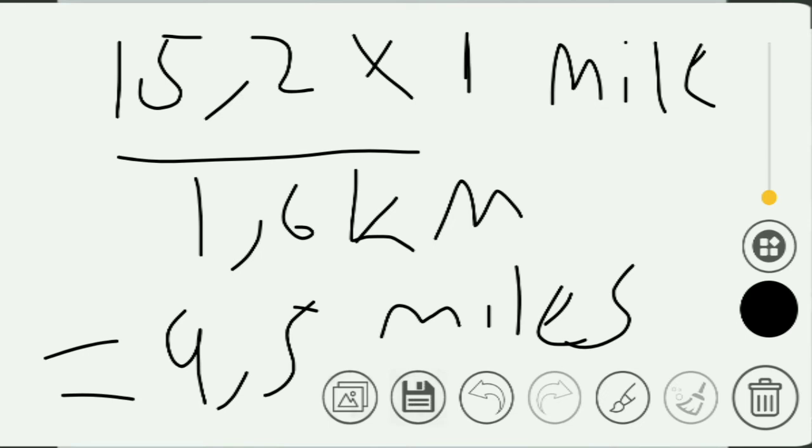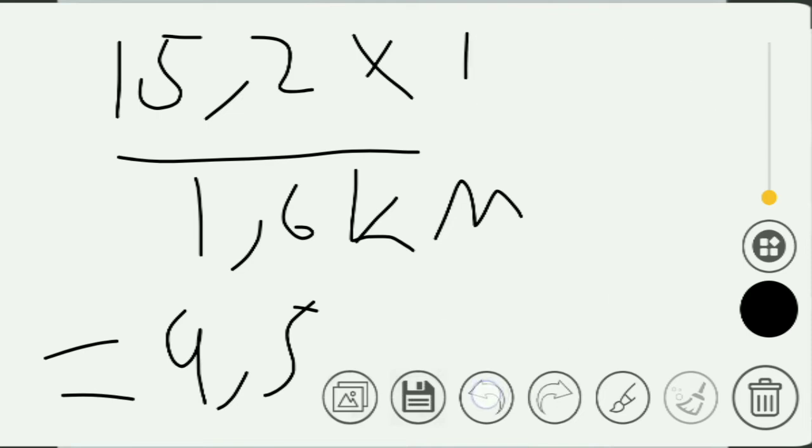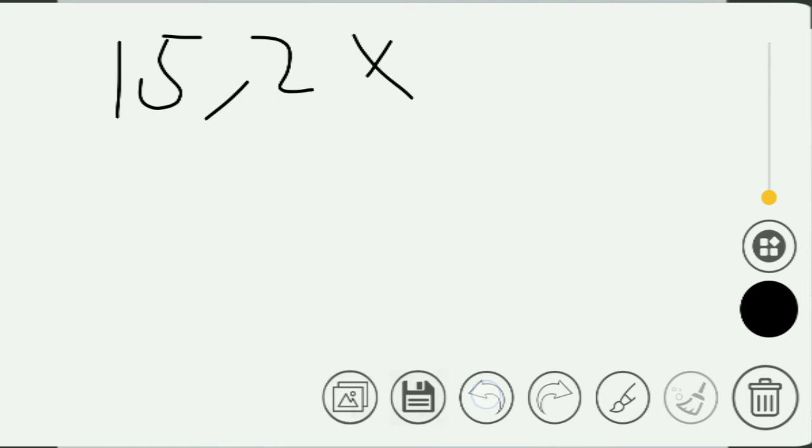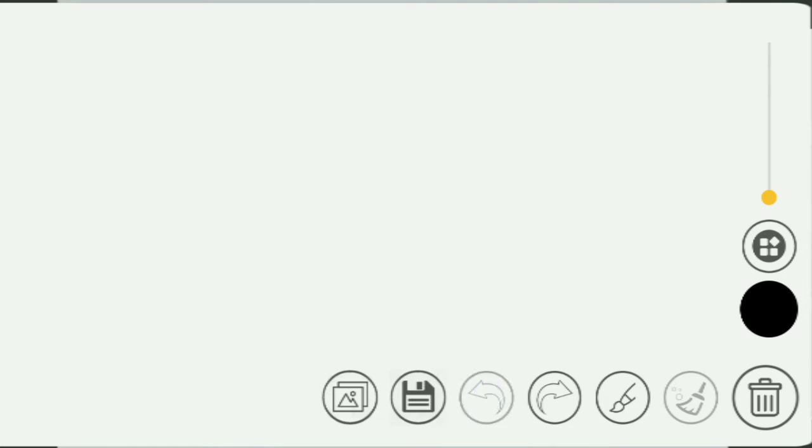This is how you do it, guys. 15.2 kilometers multiplied by 1 mile divided by 1.6 kilometers is equal to 9.5 miles. So guys, this is how you do it. We're going to the next question, 1.3.1 now. We will start by reading here.